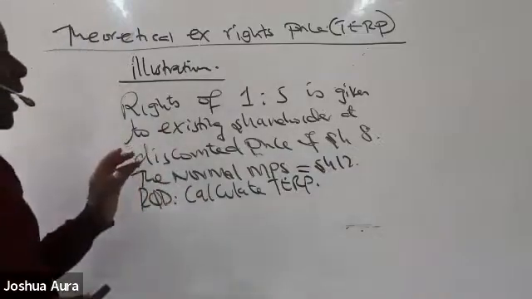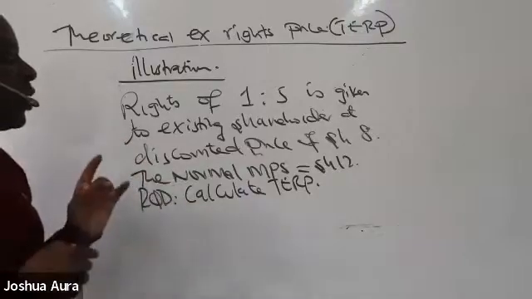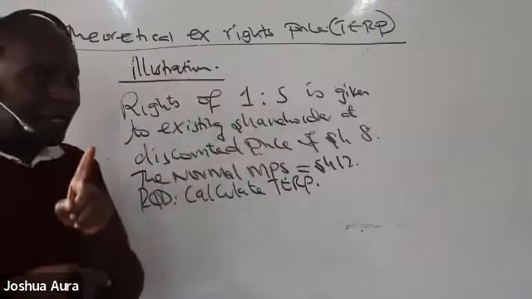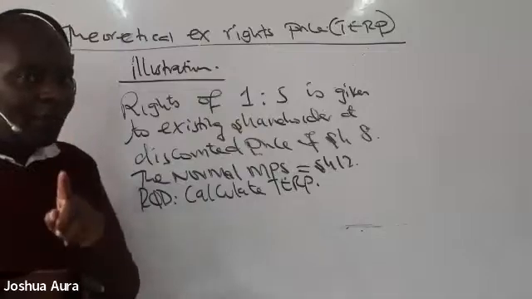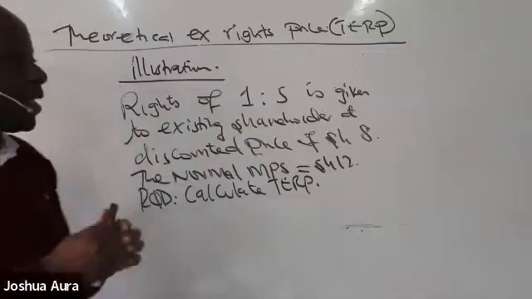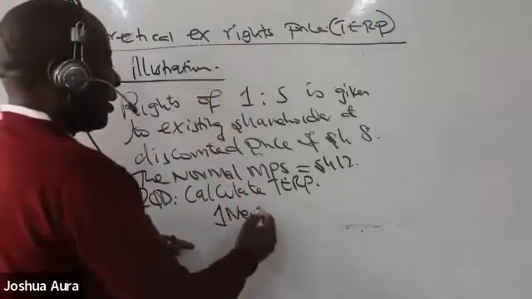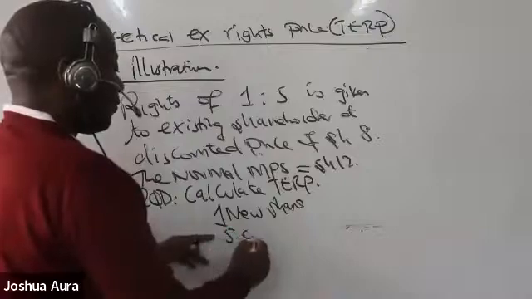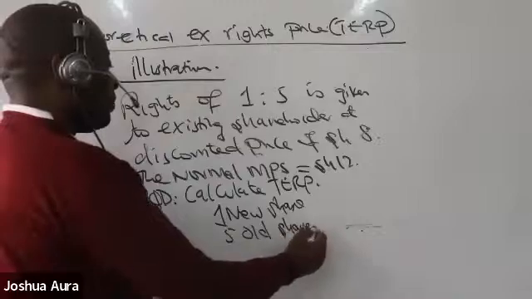So then, is there anybody who is able to calculate this theoretical X rights price? Now, here you are supposed to know. We are giving one right for how many? 5. So it will be 1 new share for every 5 old. So this is 1 new share. 1 new share for every how many? 5 old.